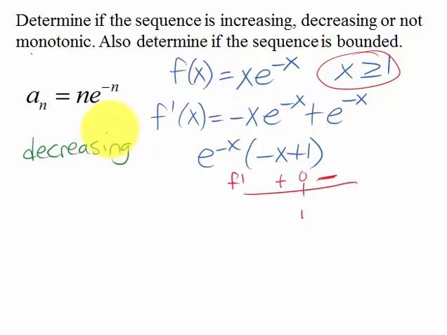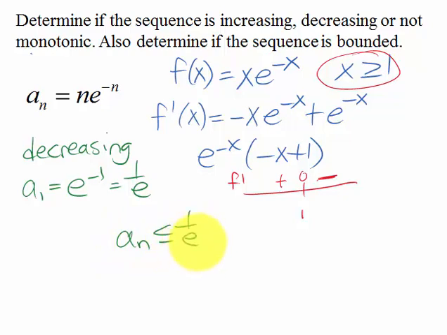Now if we wanted to determine a bound, since 1 is its maximum, we could figure out the first term and we would have an upper bound. So we could express that as e to the negative 1 or 1 over e. So as we're looking at a bound, the upper bound is 1 over e.